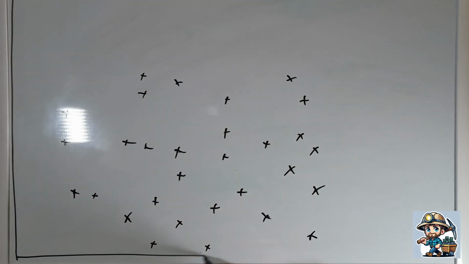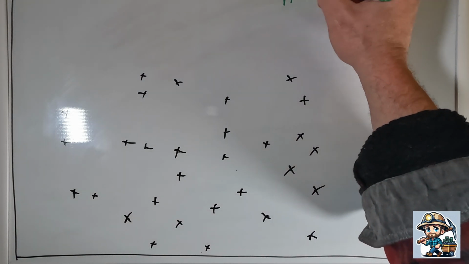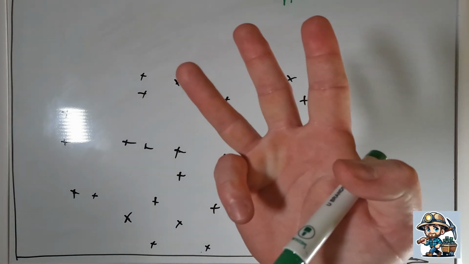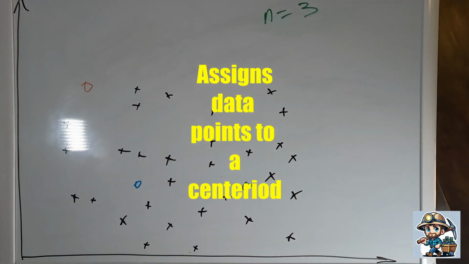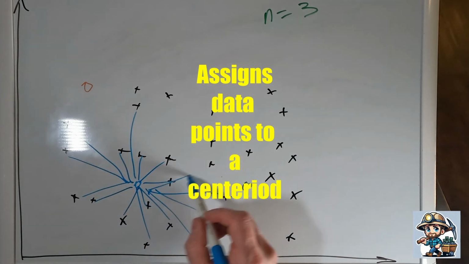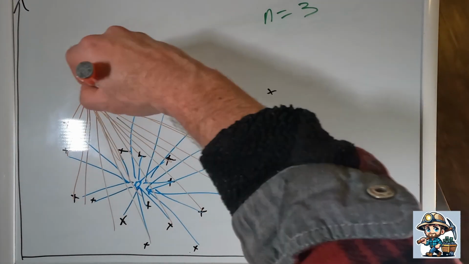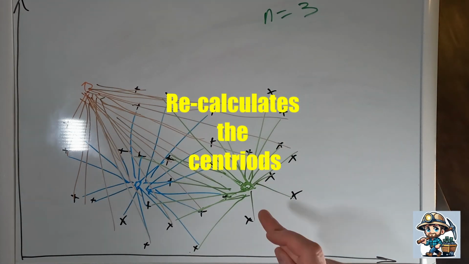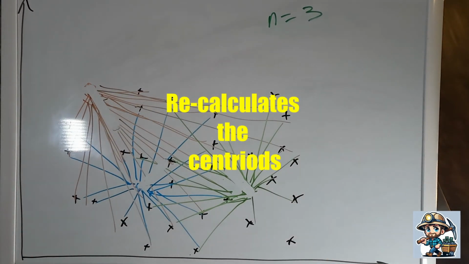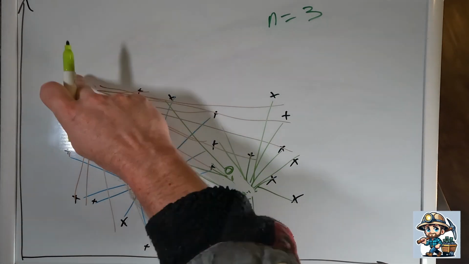K-means starts by randomly initializing K cluster centroids. These centroids represent the center points of the clusters we aim to create. Next, K-means iteratively assigns each data point to the nearest centroid, forming clusters. Once all the data points are assigned, the algorithm recalculates the centroids as the mean of all data points assigned to each cluster. The process repeats until the centroids no longer move significantly, indicating convergence.